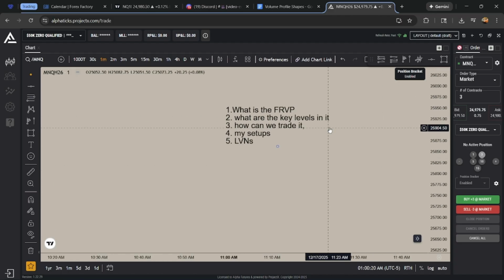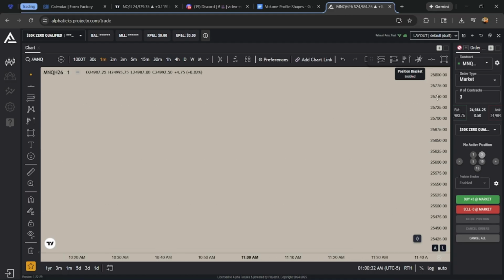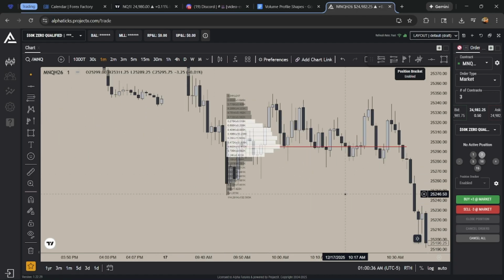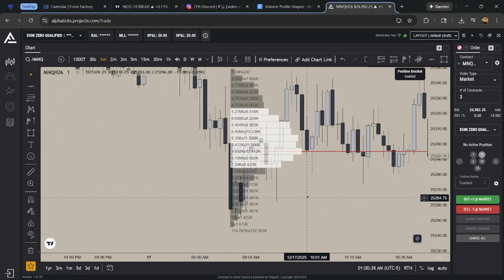What are the key levels in it? You have the previous day value area high, the previous day value area low, and then the previous day point of control. So this little white box that you guys see here, which my settings will be different from yours, but I'll give you my settings in just a little bit.